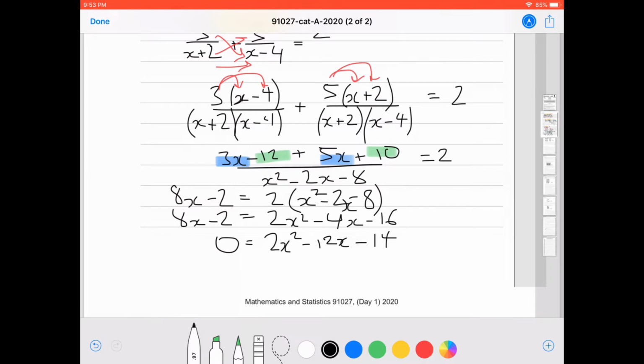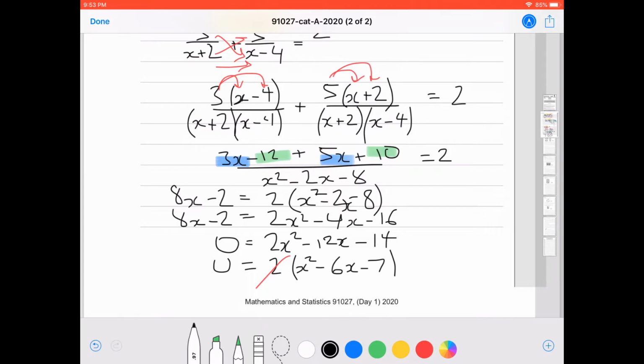At this point, always look for a common factor. We can see we've got a common factor of 2. So let's take that out, and we leave ourselves with an otherwise easier quadratic. So the 2 just cancels. And now we have to solve this quadratic: x squared minus 6x minus 7.